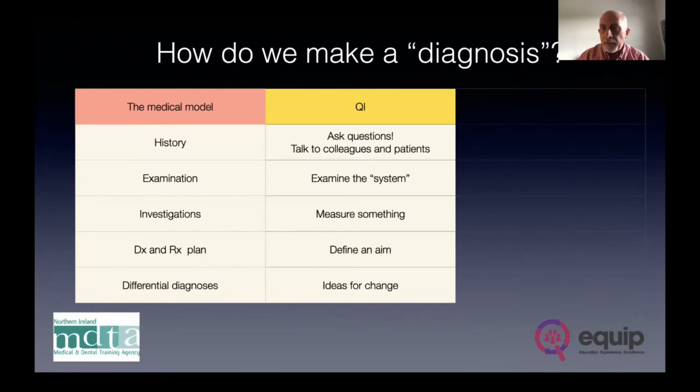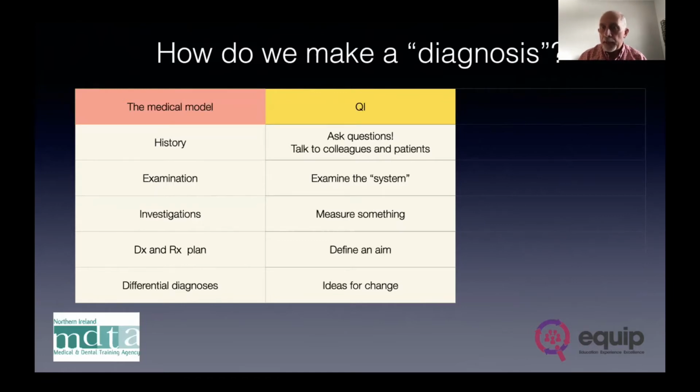The next step is examining the system. So every day, all of our work is made of lots and lots of different systems. Systems are the interactions between processes and people. And so every single day, we've got lots of systems working within our practices. And so if we want to know what's going on, we need to look at our system.